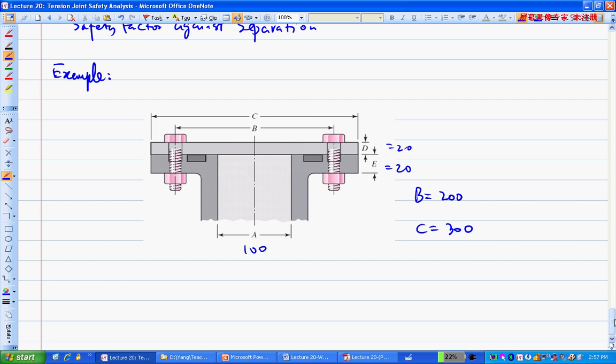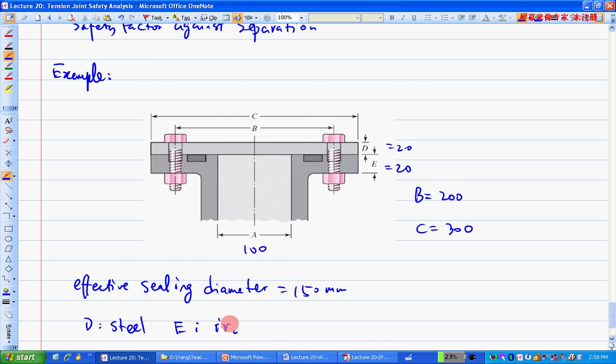Effective sealing diameter. This is what we need. The effective sealing diameter equals 150 millimeters. The member D is second here. This is steel, so layer D is steel, and E is iron.